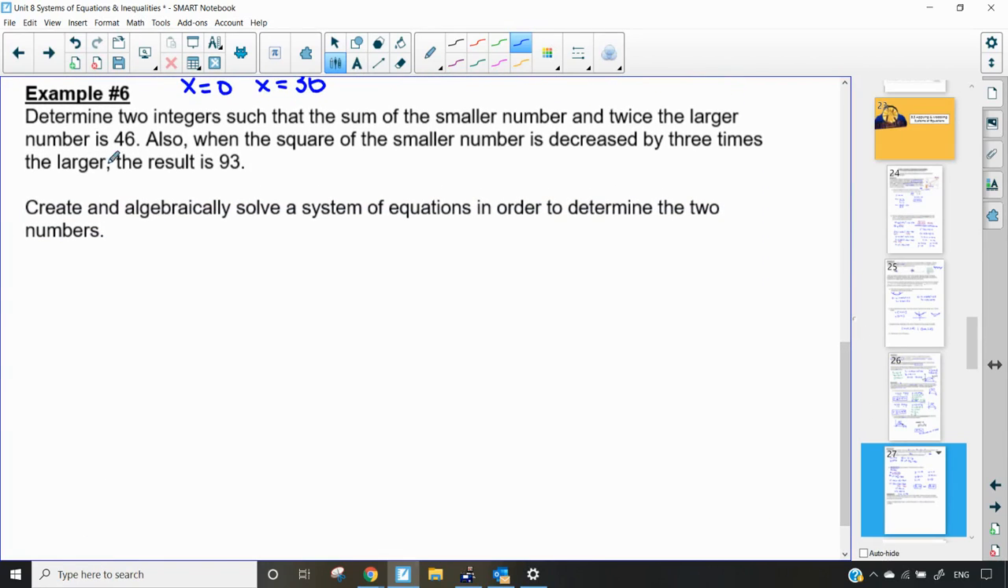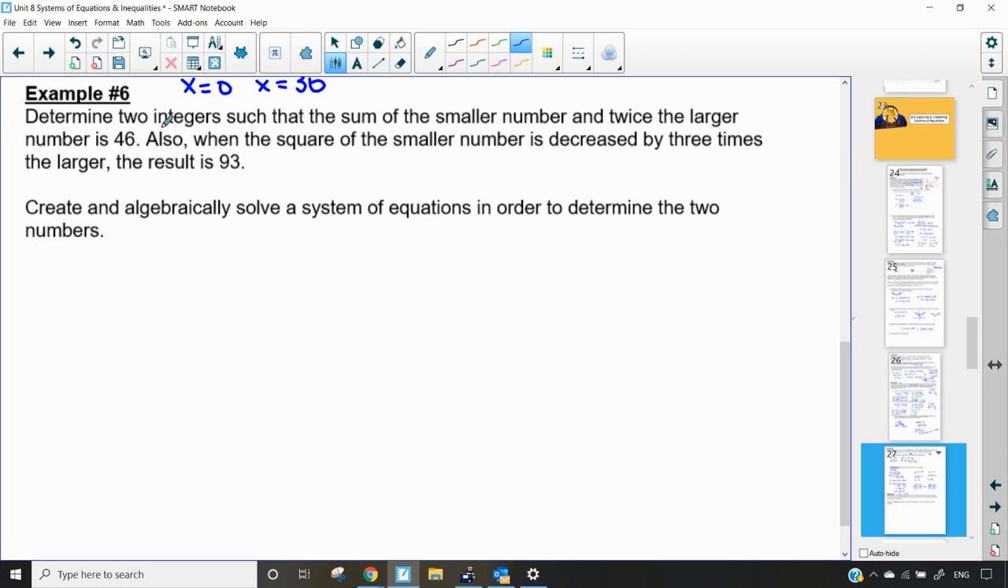In this one here, we are specifically told that our numbers are integers. So it says determine two integers such that the sum of the smaller number and twice the larger number is 46. Head spinning already? Yeah, mine too. Also, when the square of the smaller number is decreased by 3 times the larger, the result is 93. Again, lots of information thrown at you.